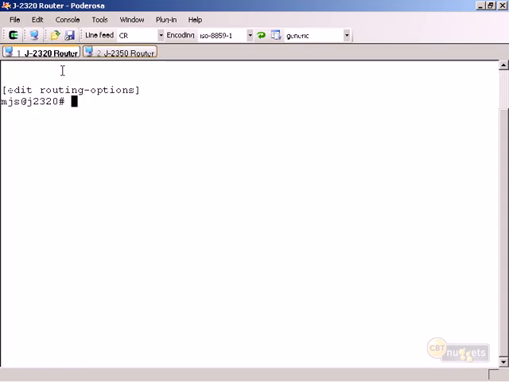Okay, so the command to set a static route is set static route. Pretty intuitive. And I'm going to put the destination. Okay, in this case, the destination network is really the loopback address of the 2350. So it's 192.168.2.1/32.